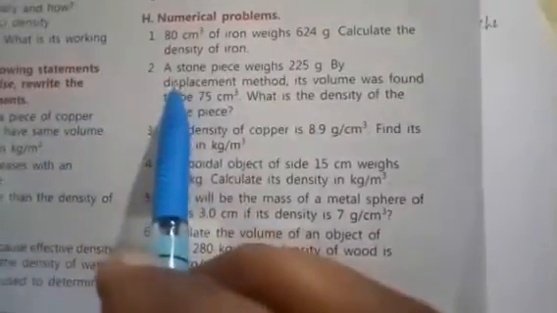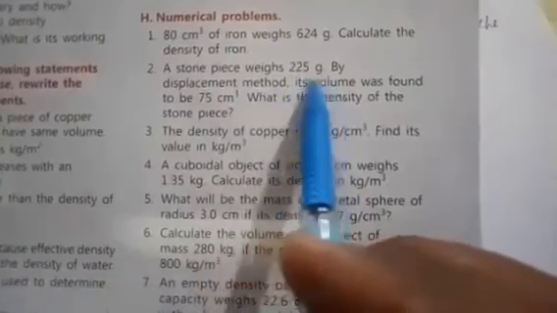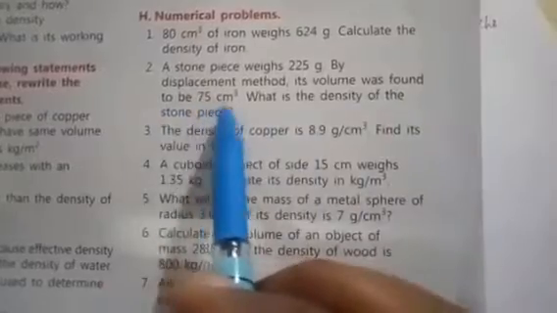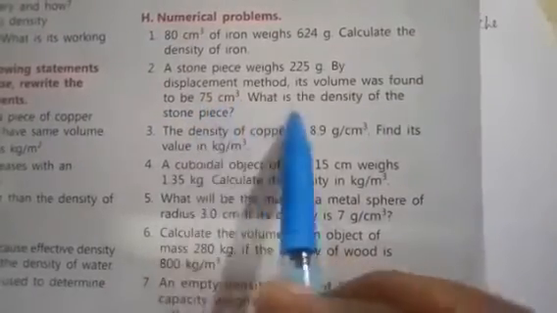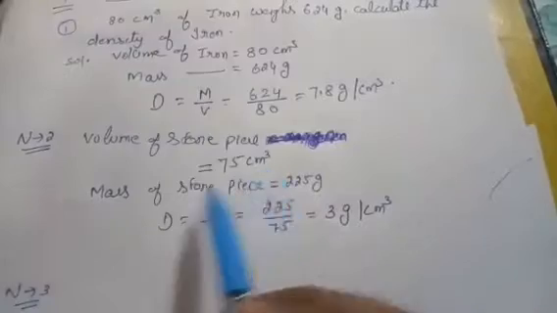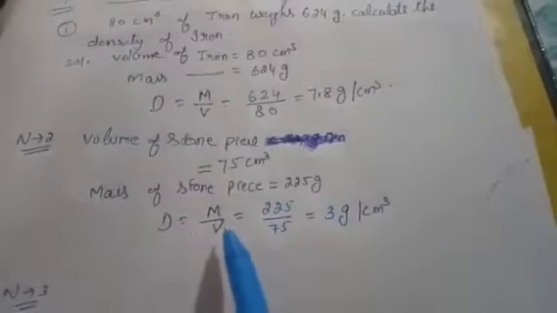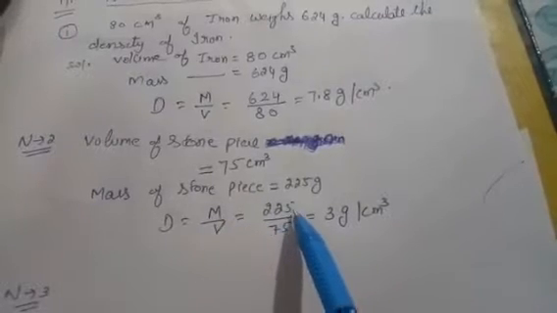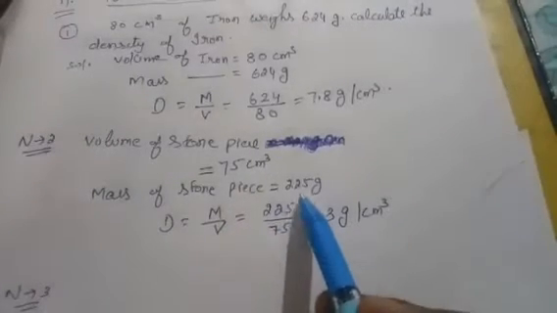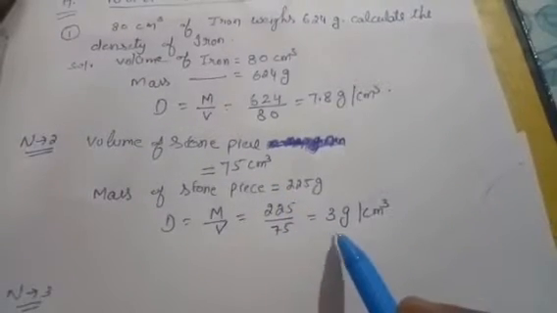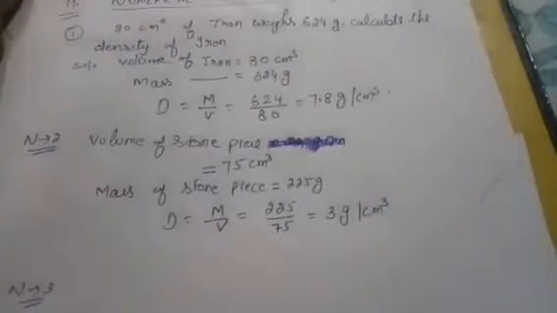Now look at the second statement. A stone piece weighs 225 gram, so mass is given to us. By the displacement method, its volume was found to be 75 centimeter cube. What is the density of the stone piece? So the volume of the stone piece is 75 centimeter cube, and the mass is 225 gram. Once again we will use the formula, density equal to mass per unit volume. So that will be equal to 225 divided by 75. This is the mass, this is the volume, 75 centimeter cube. You will divide it, then you will find 3 gram per centimeter cube.